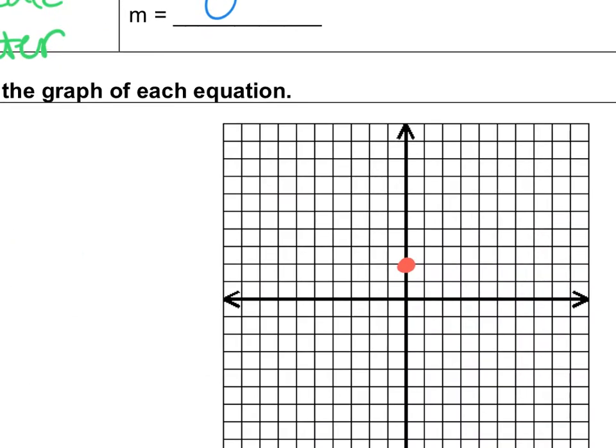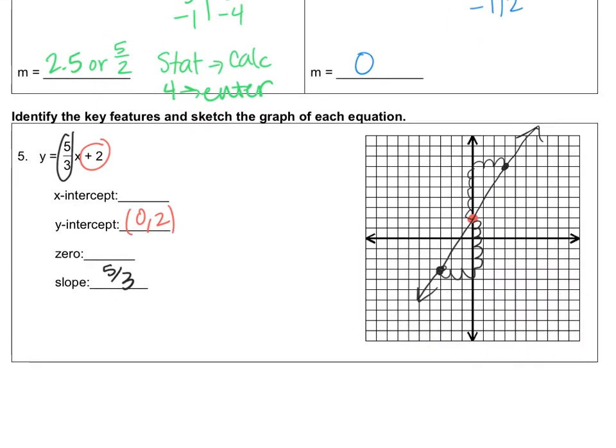From this point, I go up 5: 1, 2, 3, 4, 5. To the right 3: 1, 2, 3. And I draw a line. I can also go down and left, 1, 2, 3, 4, 5, 1, 2, 3. And as I connect that line, I can see the sketch.